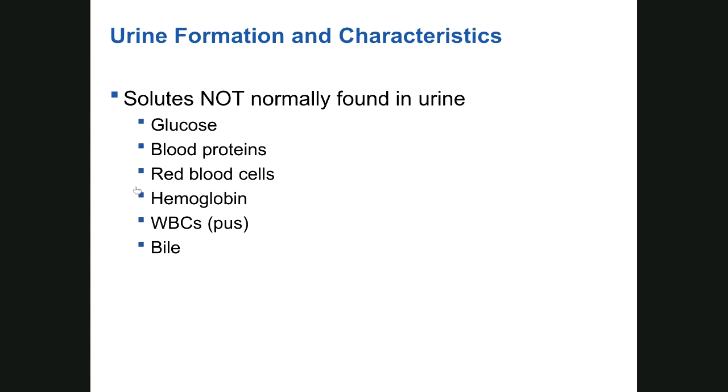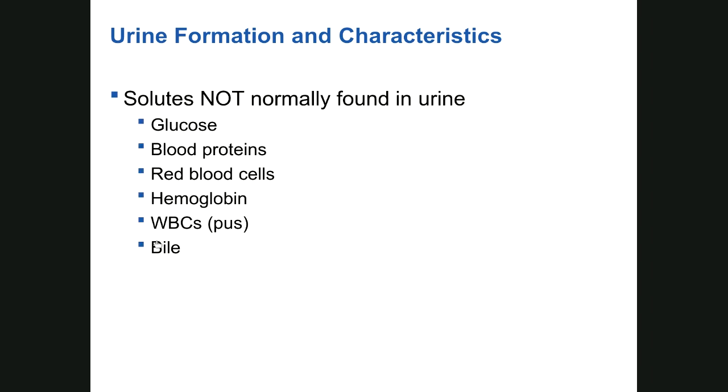Red blood cells, which means there is bleeding, either a renal kidney injury or a stone in the ureter or urinary bladder which is causing injury and releasing blood cells into the urine. So no red blood cells, no hemoglobin, no white blood cells. And bile should also not be detected. If bile is detected, this means the person is jaundiced.